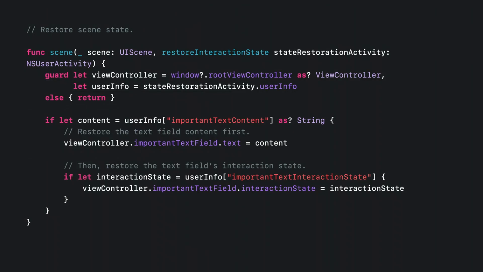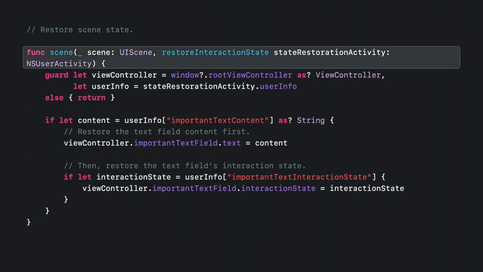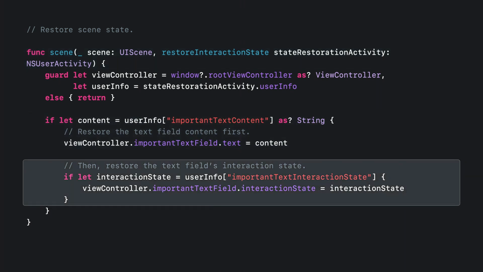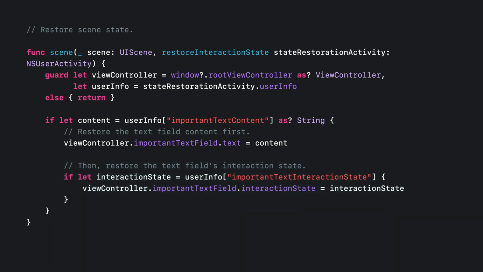Restoring state from the activity saved in the previous example starts with the system calling scene restore interaction state. Then, restoring the content of the text field. Finally, restoring its interaction state. It's critical that the content be restored before the interaction state.